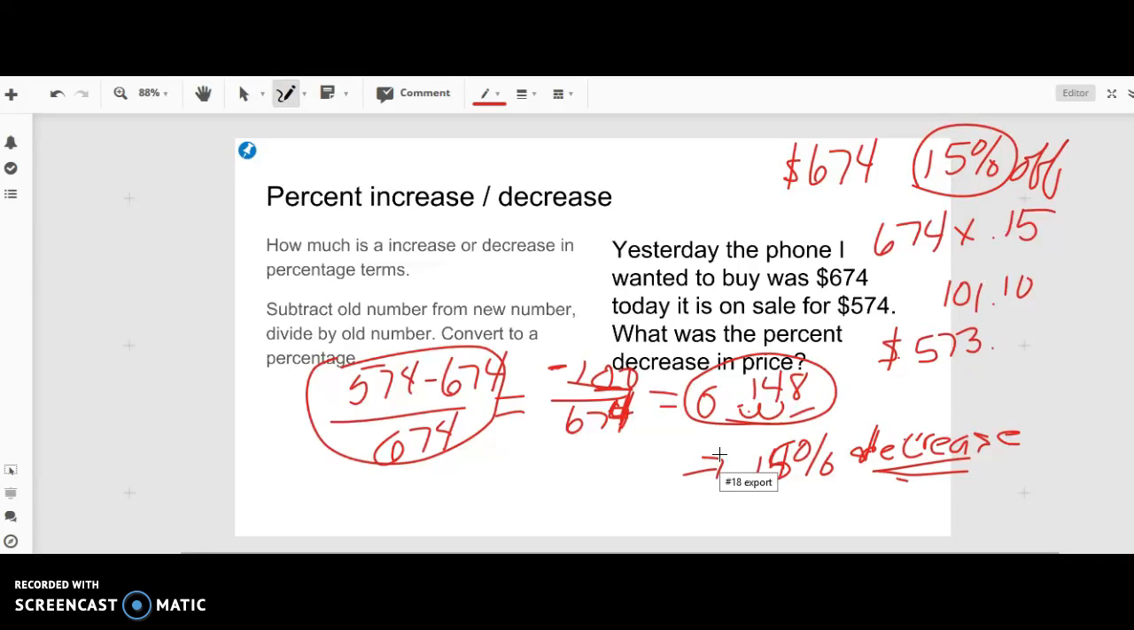If you don't remember this formula, which is new minus old over old, and then times 100 to make it a percent, then you can think of the old way. On the test, I will probably put that on the board or something so you don't have to memorize it.